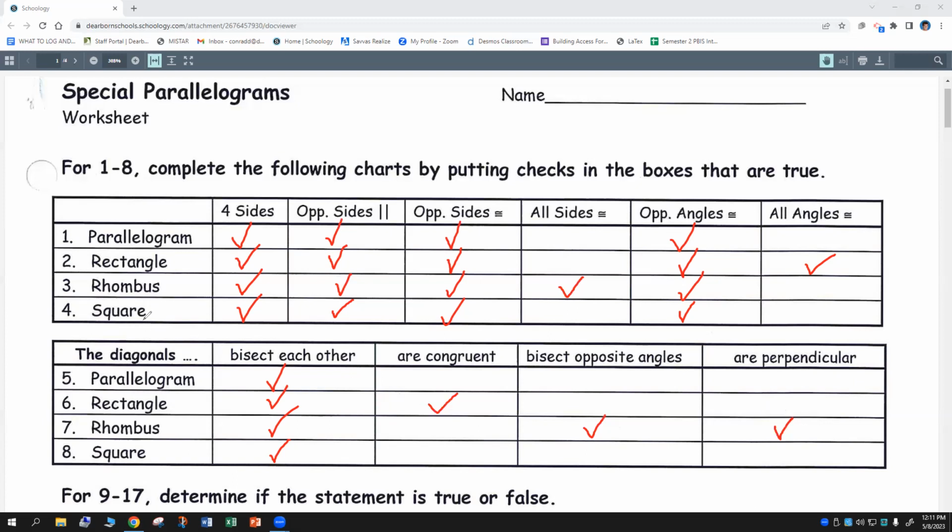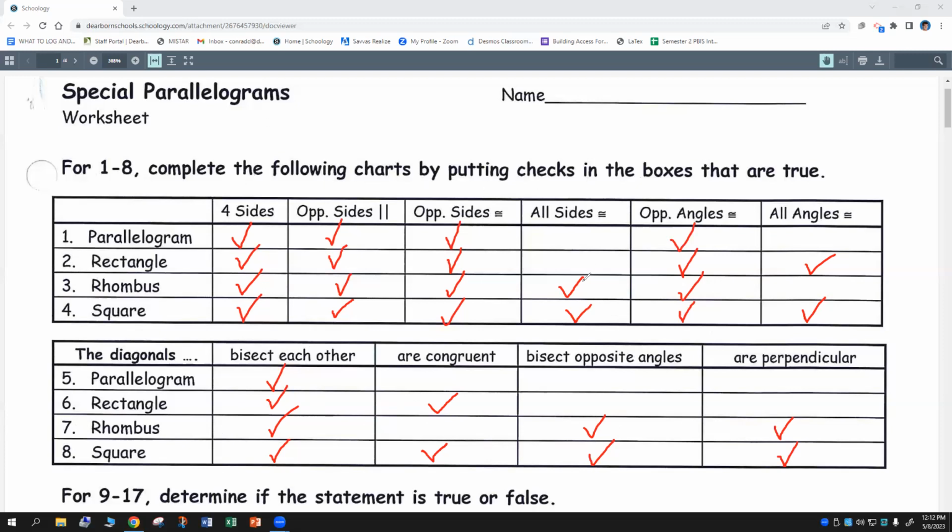Right. And then for a square, we know a square is a rectangle and a rhombus. So if it's true for a rectangle, it's true for a square. If it's true for a rhombus, it's true for a square. So a square is going to have 4 sides that are equal. A square is going to have 4 angles that are equal, right? 4 90-degree angles. If the diagonals are congruent for a rectangle, they're congruent for a square because a square is a rectangle, right? And then for a square, the diagonals are going to bisect the opposite angles, and they're perpendicular because a square is a rhombus, right? So if it's true for a rectangle, it's true for a square. True for a rhombus, true for a square.